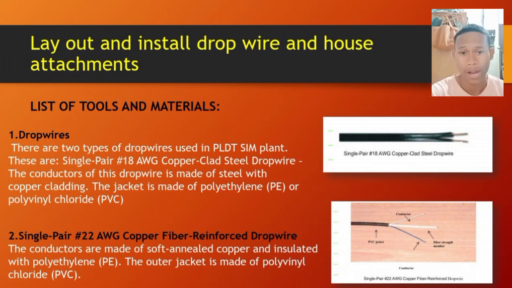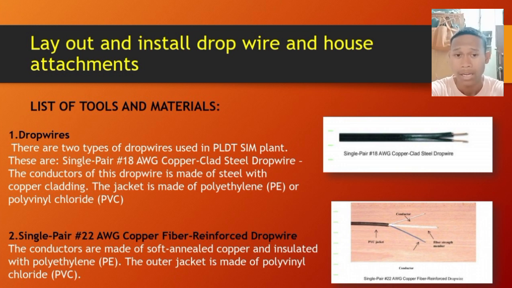So next is the list of tools and materials. First is the job wires. There are two types of job wires used in the PLDT outside plant, and these are the copper-clad steel job wires and the fiber-reinforced job wire. Copper-clad steel job wire: the conductor of this job wire is made of steel with a copper cladding. The jacket is made of polyethylene or polyvinyl chloride.